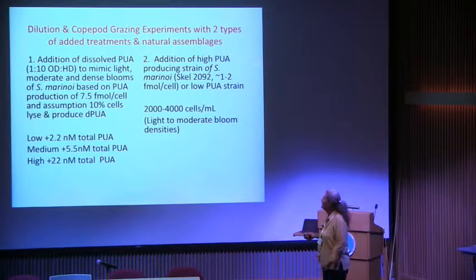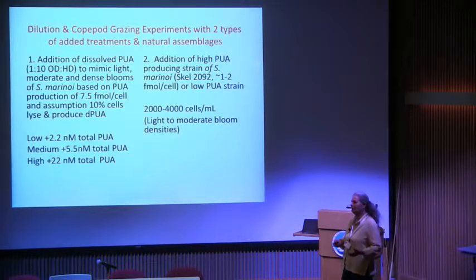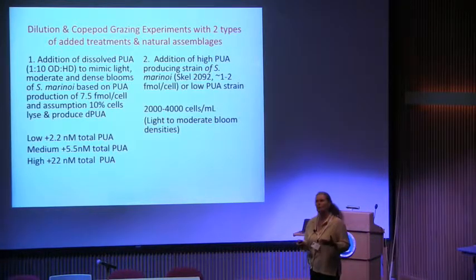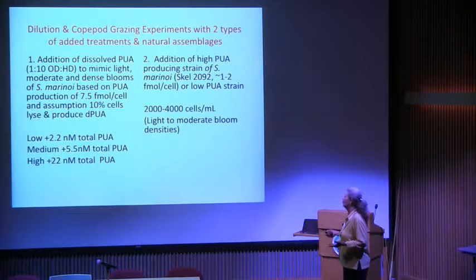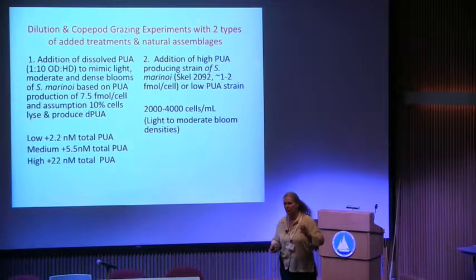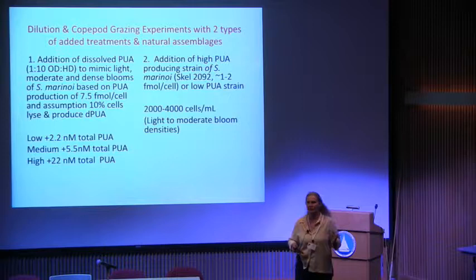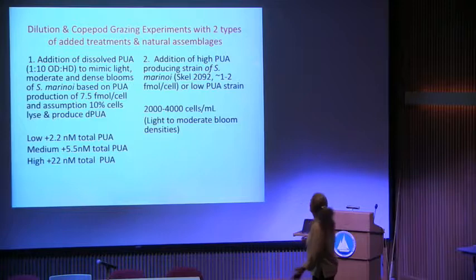And we added it at concentrations that mimic what might be a light bloom, a moderate bloom, or a very, very heavy bloom of a Skeletonema marinoi strain that was very toxic, and made the assumption that maybe 10% of the cells would lyse and release their PUA. So these are the treatments we came up with: 2.2, 5.5, and 22 nanomoles total PUA. And we added them at the beginning of the 24-hour incubations, but PUA does break down. So we really don't know what the PUA concentrations were through the whole experiment.